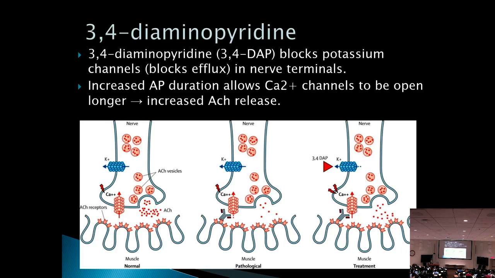Here's potassium efflux. Here's calcium entering, causing release of acetylcholine, stimulating nicotinic receptors. Here's Lambert-Eaton syndrome, where we have antibodies attaching to the voltage-gated calcium channels. And so, as we've explained, you're going to have less release of acetylcholine.